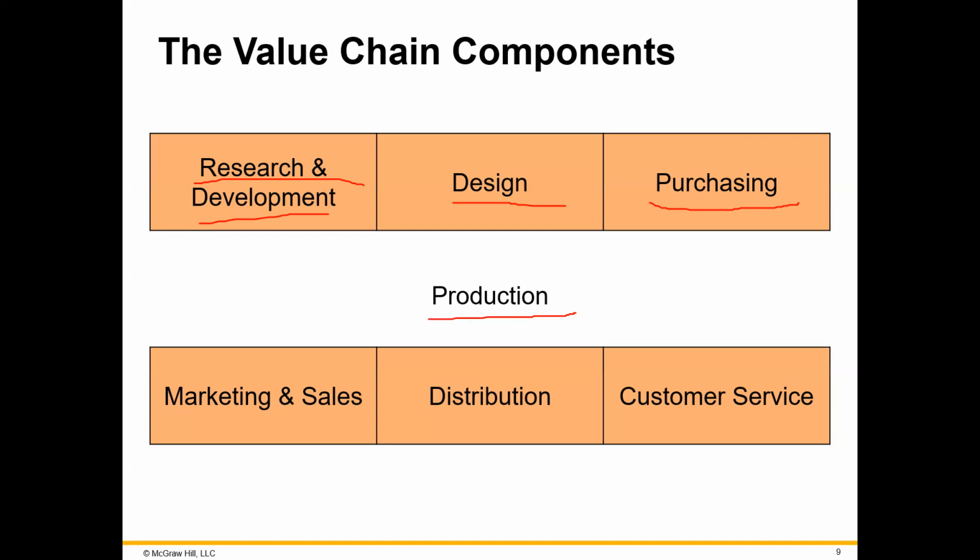And then you have your marketing and sales team, your distribution team, and your customer service team. So all of these teams come together to take raw materials and put them through a process that will ultimately result in a final product that is going to be worth more and that is usable to more end users.